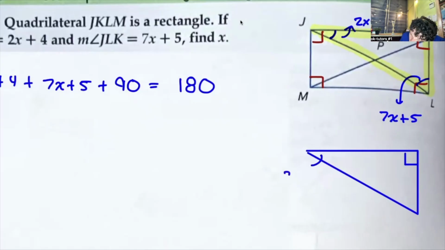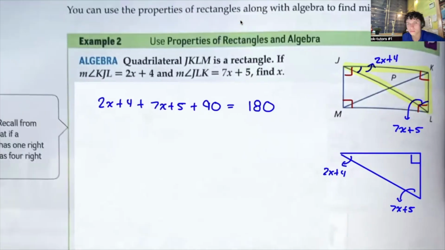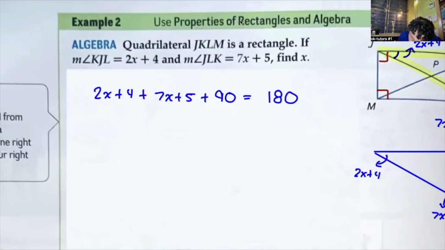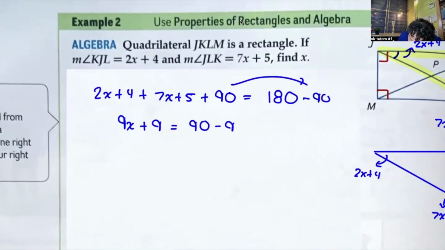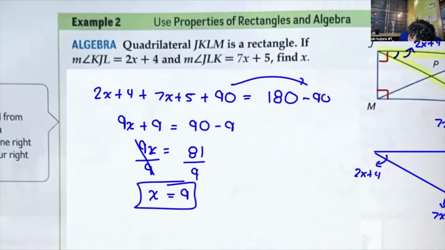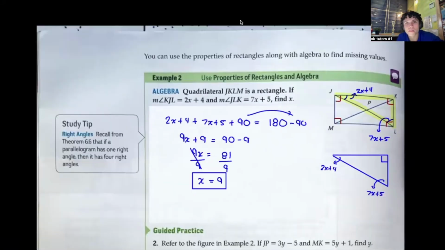This here is 2x plus 4, and this here is 7x plus 5. I add them up and set them equal to 180, and I solve it. This equals 9x plus 9 equals 90, so 9x equals 90 minus 9, 9x equals 81, divided by 9. x equals 9. That's your final value: x equals 9.